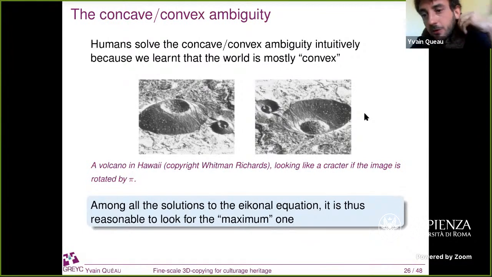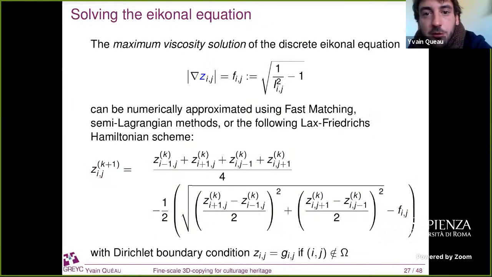So this led the numerical analysis people to propose a variety of tools to estimate the maximum viscosity solution. In the context of the iconal equation, there exists a whole family of solutions that can be used, going from fast marching that Michael described this morning, to Lagrangian schemes, or here I'm just writing some basic Hamiltonian scheme. There are pros and cons for each of them, but the point is that we essentially know how to solve the equation.